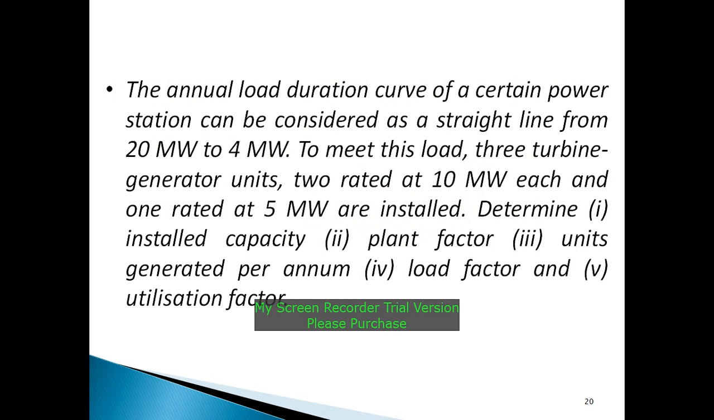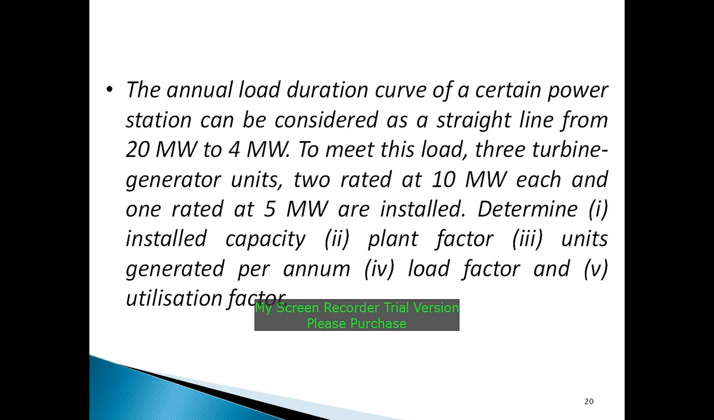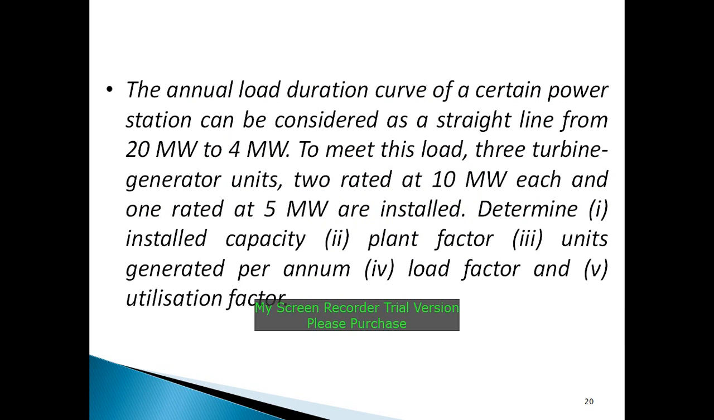Next problem. The annual load duration curve of a certain power station can be considered as a straight line from 20 megawatt to 4 megawatt. To meet this load, 3 turbine generator units, 2 rated at 10 megawatt each and 1 rated at 5 megawatt, are installed. Determine installed capacity, plant factor, units generated per annum, load factor and utilization factor.